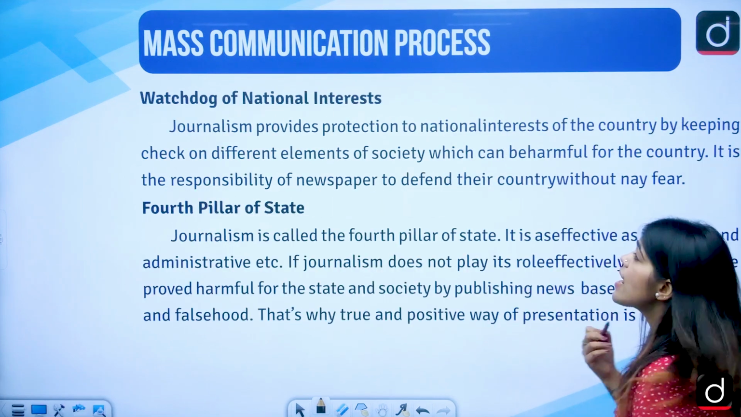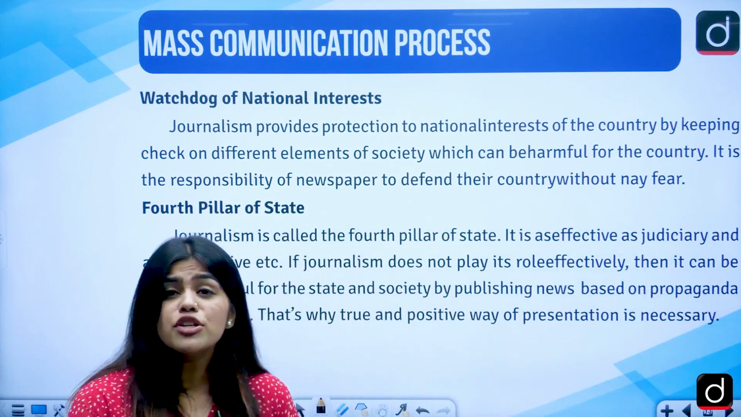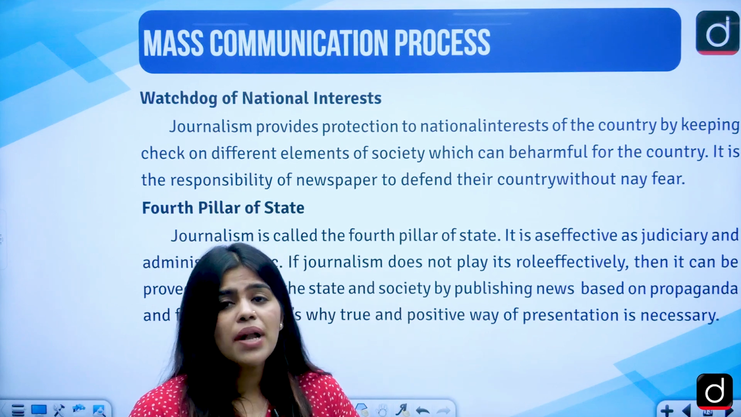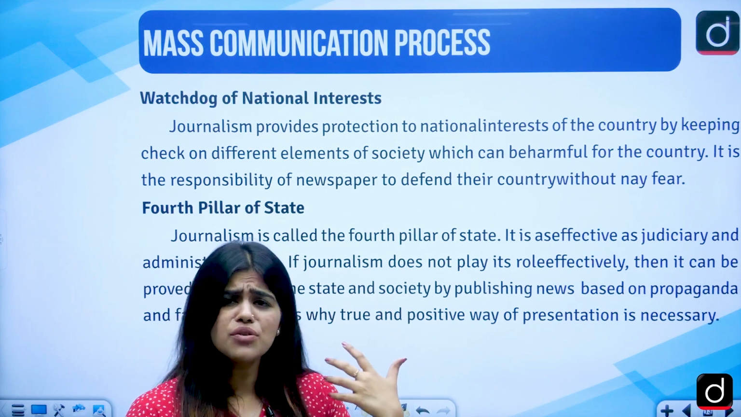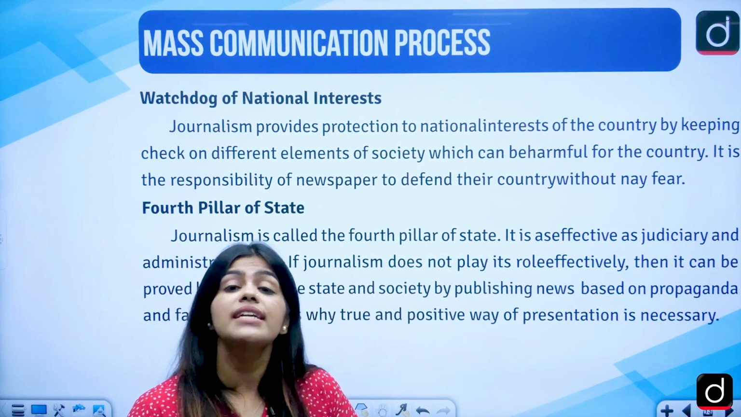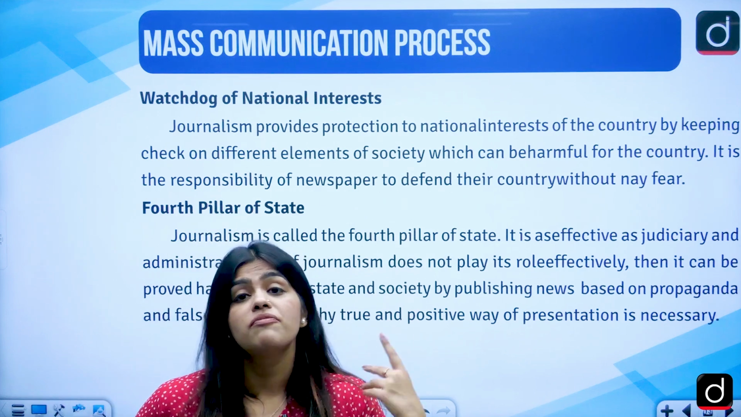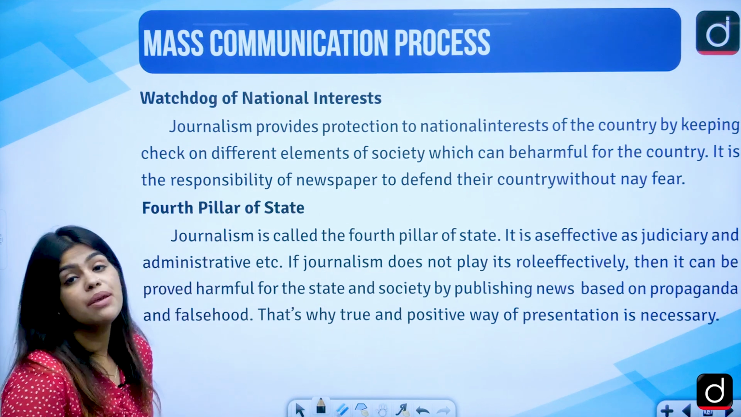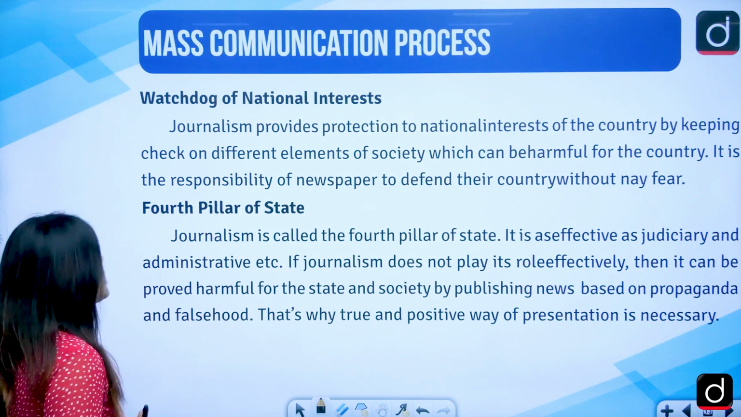Yes, of course, there are a few negative impacts of media as well. For example, too much of it can intrude on your privacy. Or you can say that media is not leaving us anywhere. So it can intrude on your life as well, but there are a lot of benefits. Hence, we know that mass communication is very important. It is also called the fourth pillar of the state.